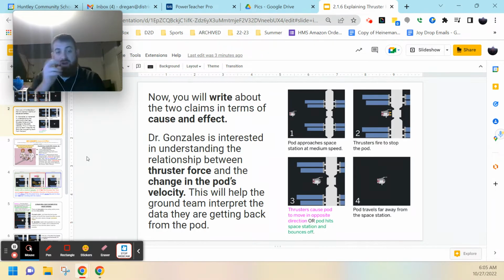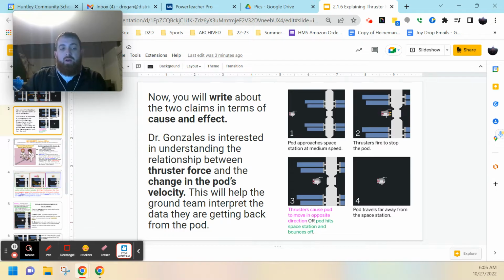Now, you're going to be writing about the two claims in terms of cause and effect. Dr. Gonzalez is interested in understanding the relationship between thruster force and the change in the pod's velocity. This will help the ground team interpret the data they're getting back from the pod.